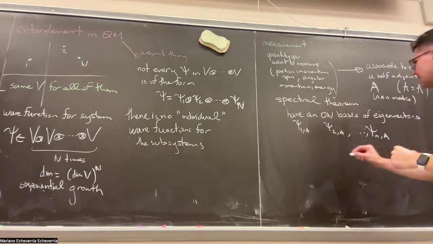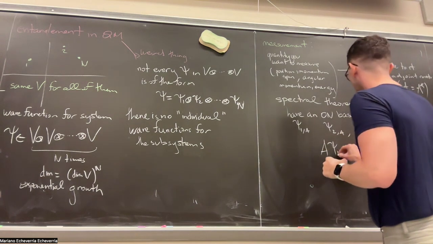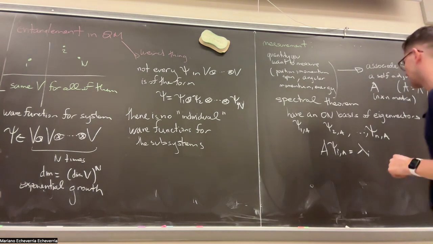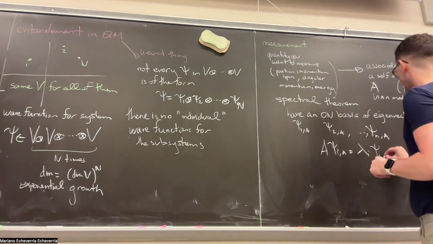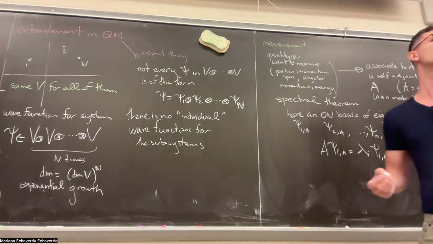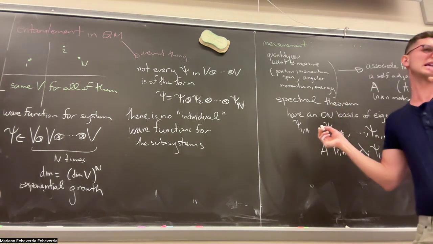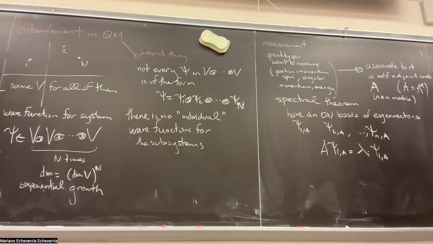In the sense that A times psi i would be lambda i times psi i, where lambda i is the corresponding eigenvalue. They don't have to be distinct, but for how I'm stating things, it's a little easier notation-wise to assume that they're distinct. That doesn't really make much of a difference. So the lambda i's are the eigenvalues, which are real in the symmetric case or the self-adjoint case. So they're real numbers.